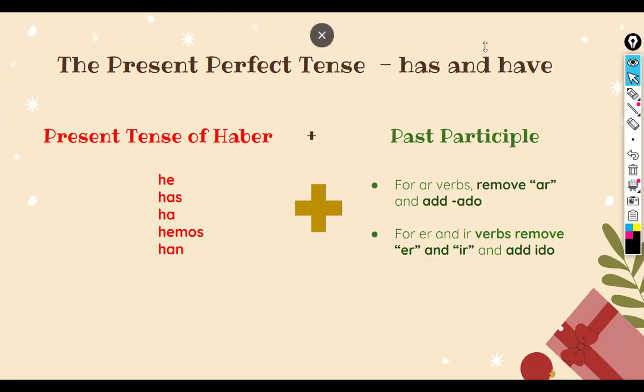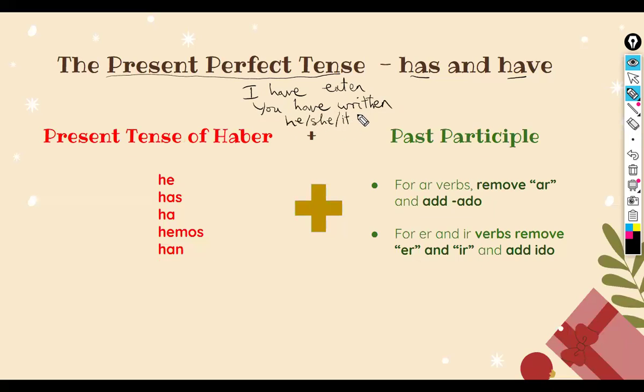Today's class, I wanted to spend time going over the present perfect tense with you. In English, that is the version with has and have. So: I have eaten, you have written, he or she or it has arrived, and so on, right? All the tenses that are formed with has and have.